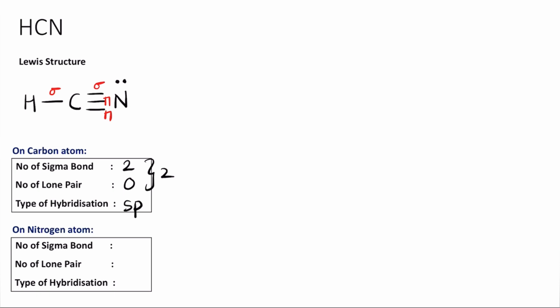Now we go for nitrogen. Sigma bond untuk nitrogen kita ada 1. Then untuk lone pair kita ada 1. So total dia akan jadi 2. Sama juga type of hybridization dia sp. So now we go one by one, show the whole process of hybridization for carbon and nitrogen. We are going to start using carbon first.